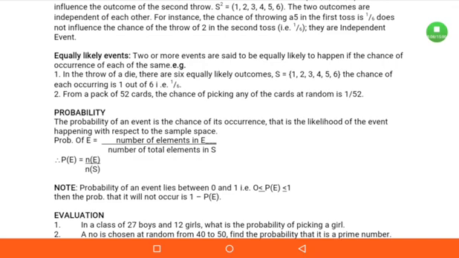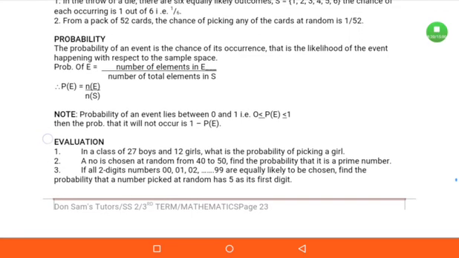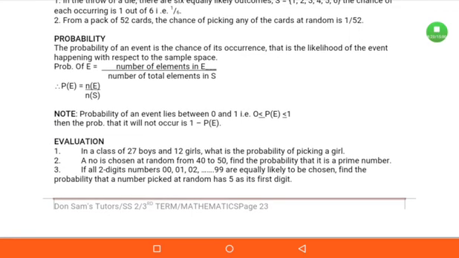Now, also from a pack of 52 cards, the chance of picking any of the cards at random is 1 out of 52. So 1 over 52.